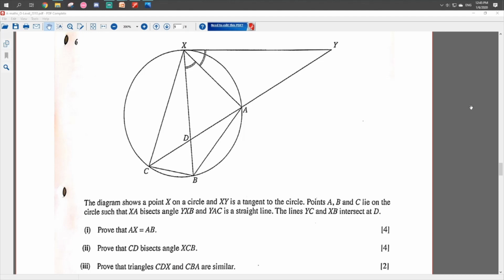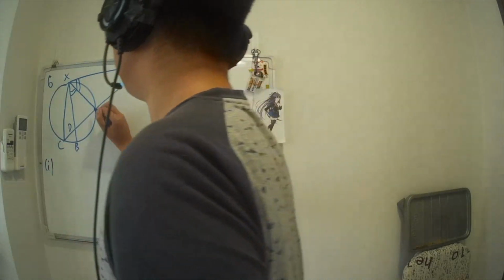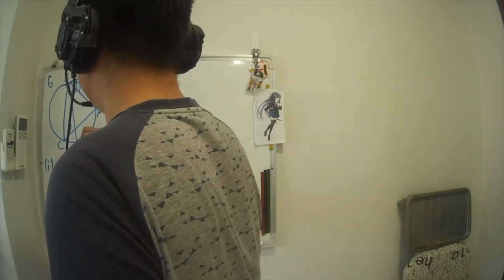The diagram shows a point X on a circle and XY is the tangent to the circle. Points A, B, and C lie on the circle such that XA bisects angle XYB and YAC is a straight line. The lines YC and XB intersect at D. So the first part is prove that AX is equal to AB. Let me just draw that line here. I forgot to draw that line.